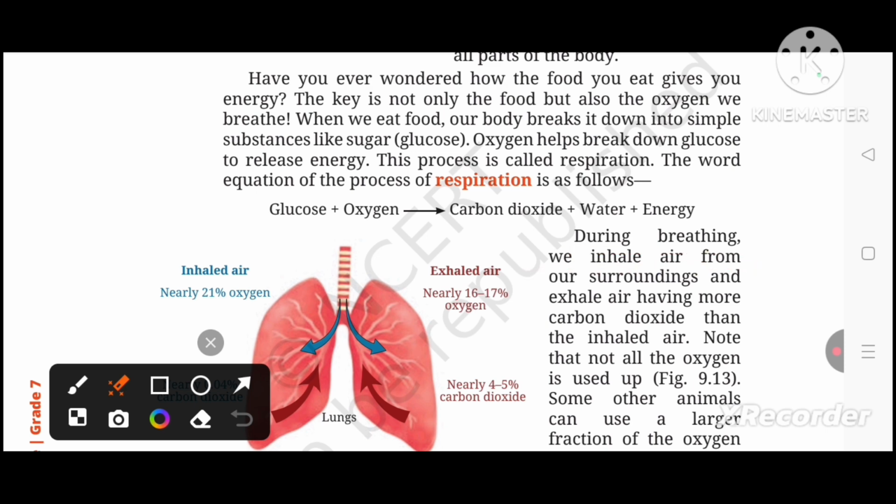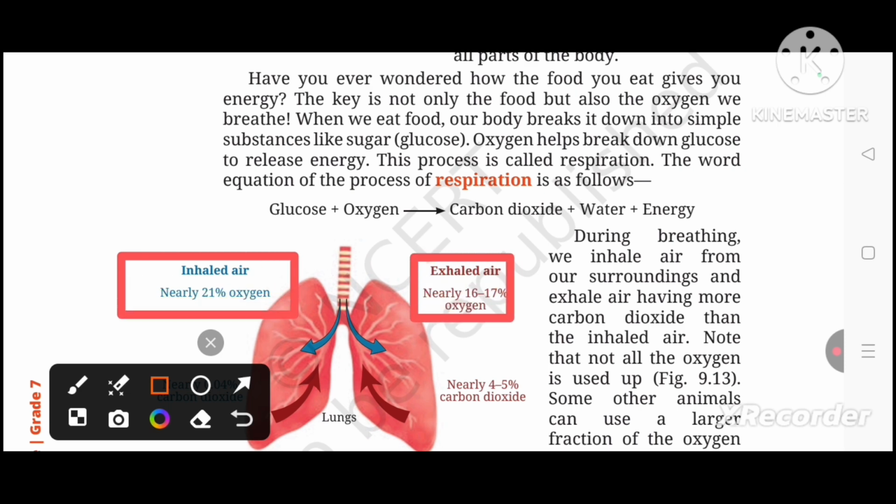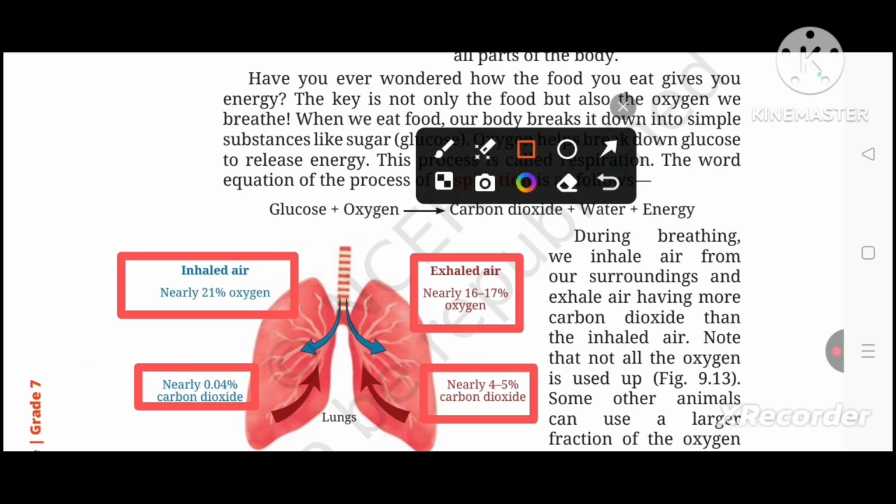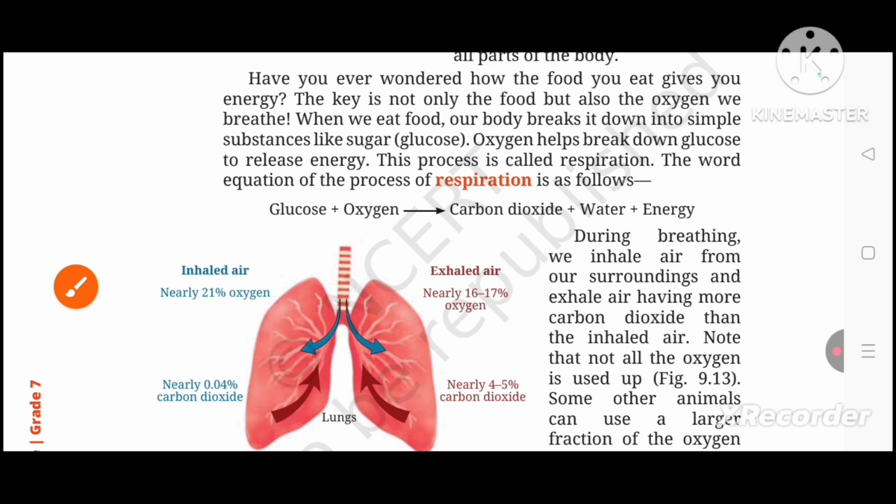During breathing, we inhale air from our surroundings and exhale air having more carbon dioxide than the air inhaled. Note that not all the oxygen is used up. Some other animals can use a larger fraction of oxygen. Inhaled air has nearly 21% of oxygen and nearly 0.04% of carbon dioxide. Exhaled air has nearly 16 to 17% of oxygen and nearly 4 to 5% of carbon dioxide. The air that we inhale also contains carbon dioxide, but in a very small quantity. The air that we exhale also contains oxygen, but in a lesser amount compared to the air that we inhale.